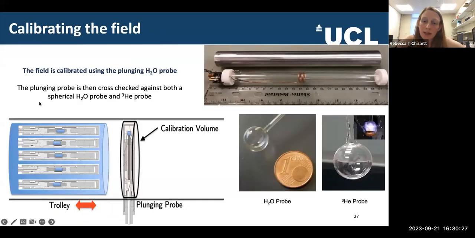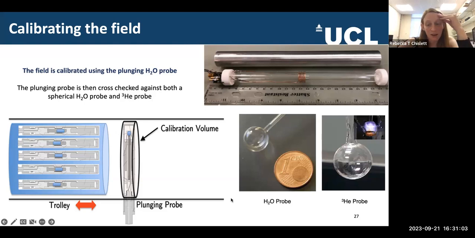The field is also calibrated. This is done in between each of our years of data taking over the summer when the accelerator is turned off. So we have various different ways to calibrate it. First of all, we have what we call a plunging probe, and that's used to calibrate the trolley probe. So you kind of put the plunging probe in and then move the trolley probe to the same location, and then you repeat this, and then you can calibrate each of the probes on the trolley.